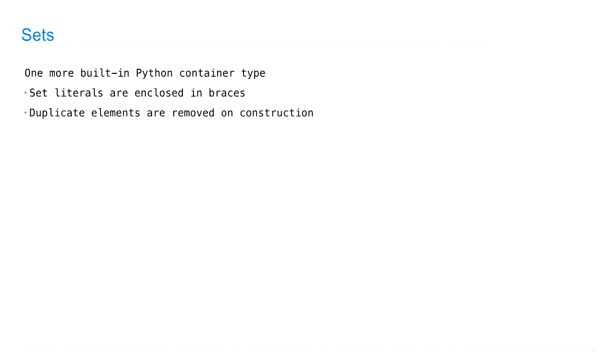Now, sets do not contain duplicates. That's their main property. They either contain an element or they don't, but you can't have the same element twice. You can't have the number 2 twice in the same set. So duplicate elements are removed on construction, and it's impossible to get duplicates in there.